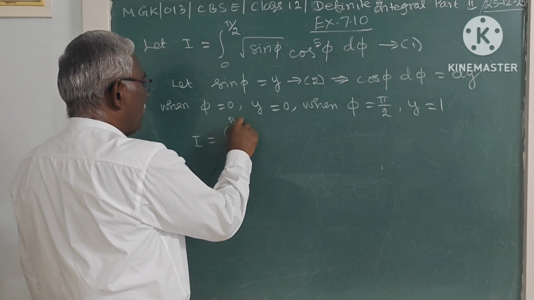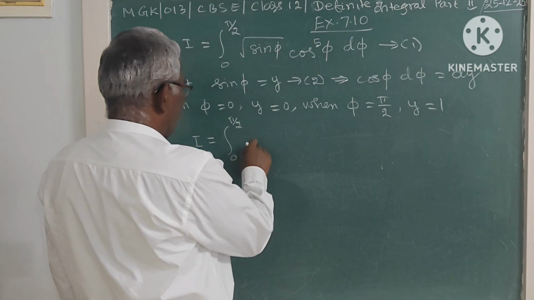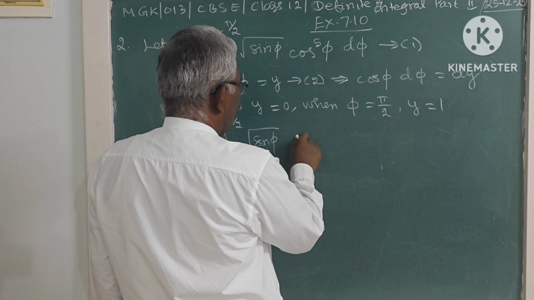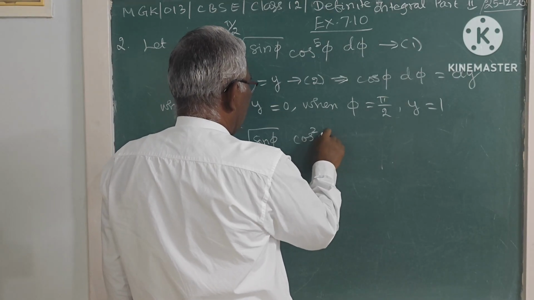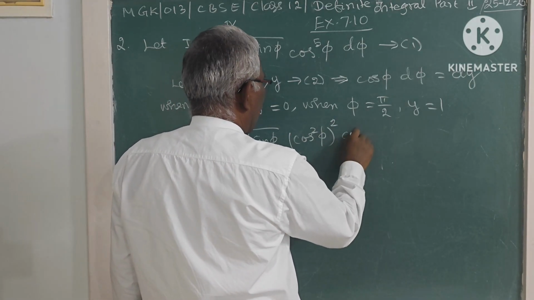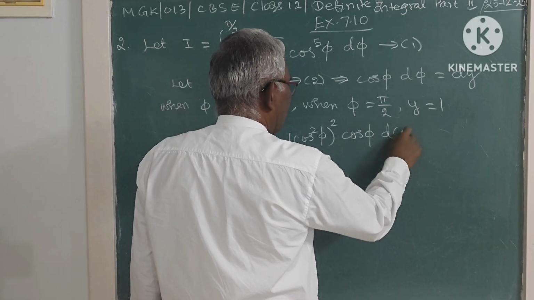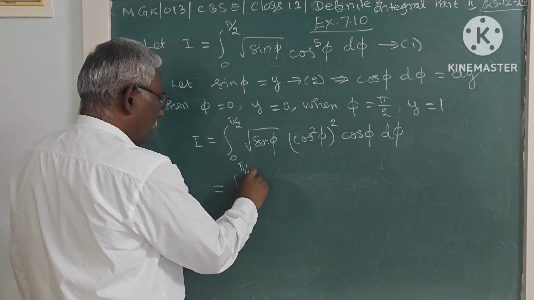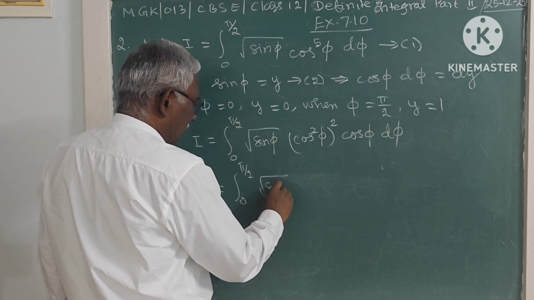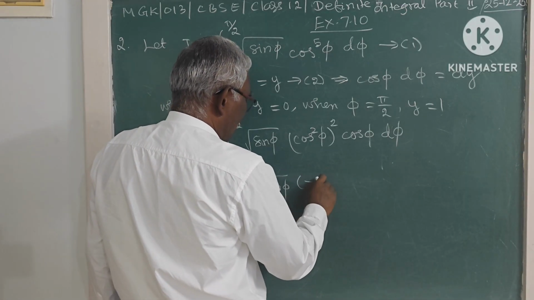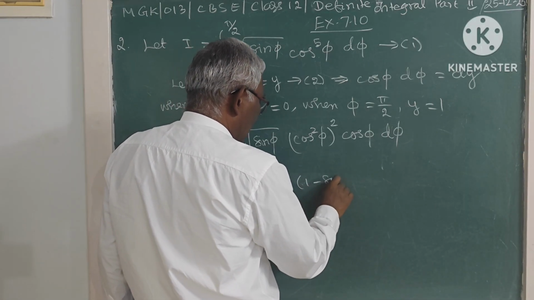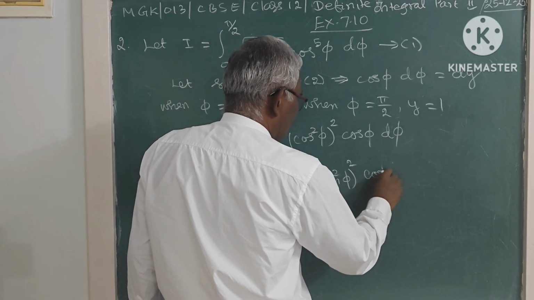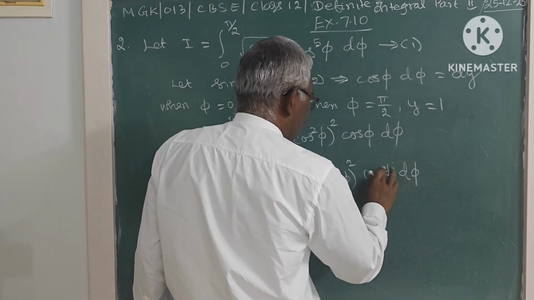0 to pi by 2, square root of sine phi, then cos square phi whole square, cos phi d phi. Again this is equal to 0 to pi by 2 square root of sine phi, 1 minus sine square phi whole square, cos phi d phi.